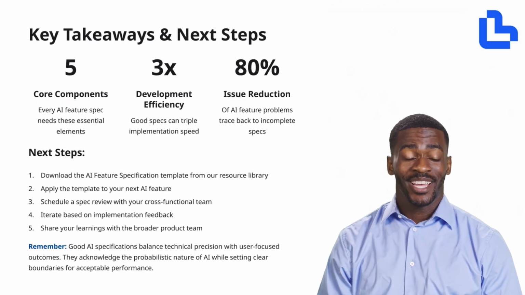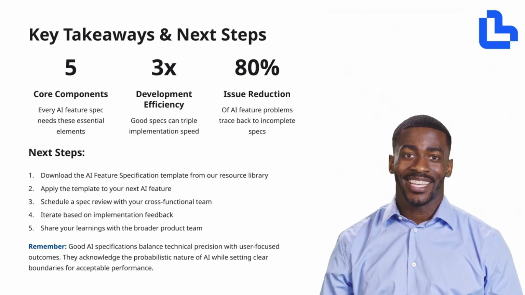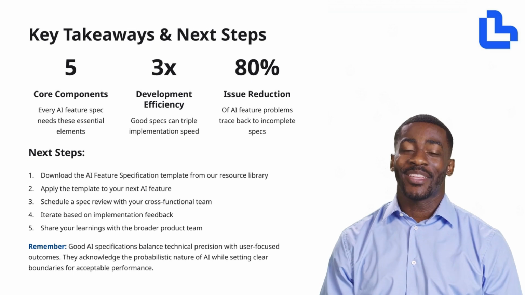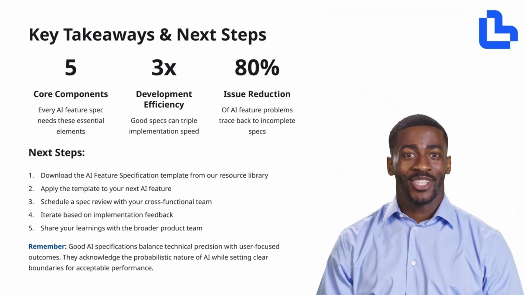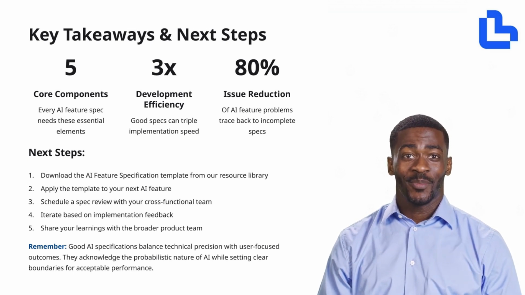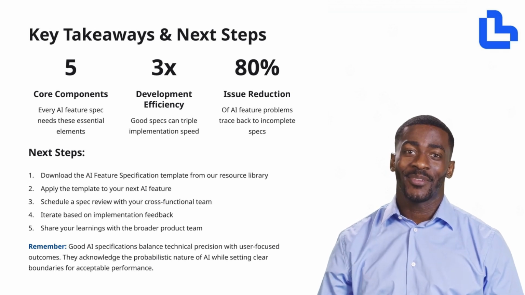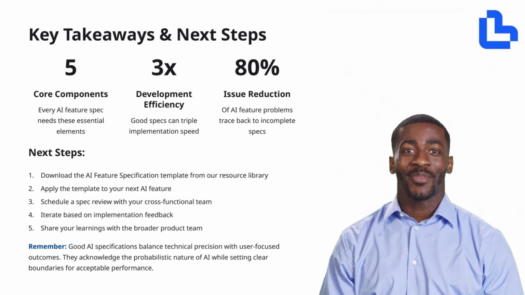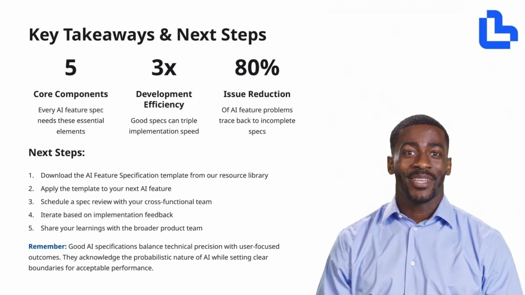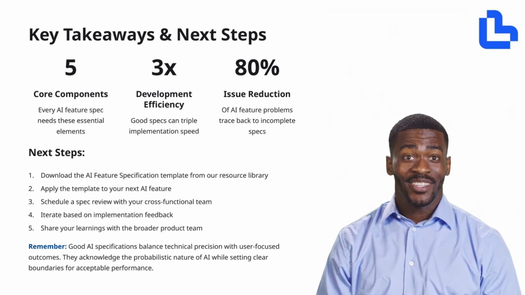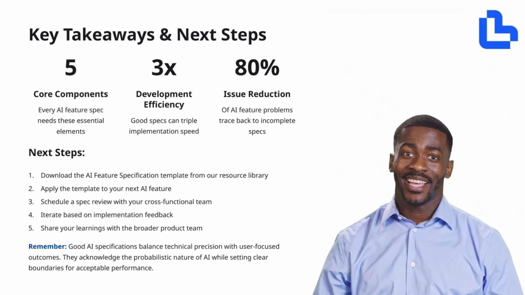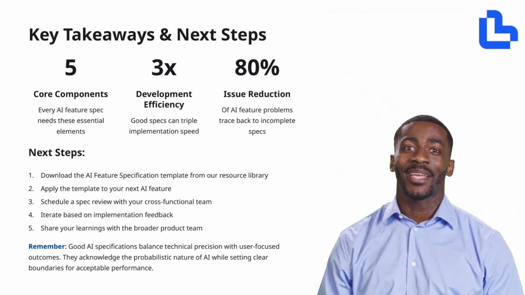As we wrap up today's workshop, let's revisit the key takeaways and outline your next steps for putting these concepts into action. First, remember the 5 core components of an AI feature specification: feature definition and user outcomes, input and data requirements, output specifications, interaction design, and edge case and error handling.